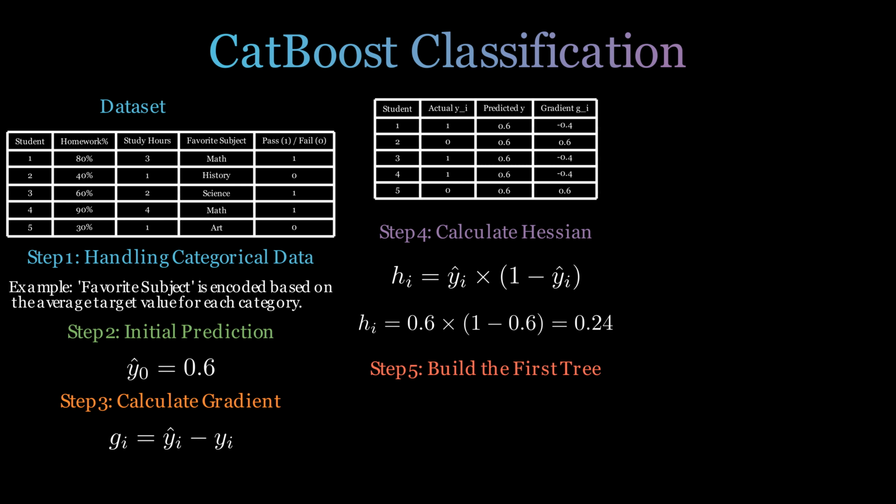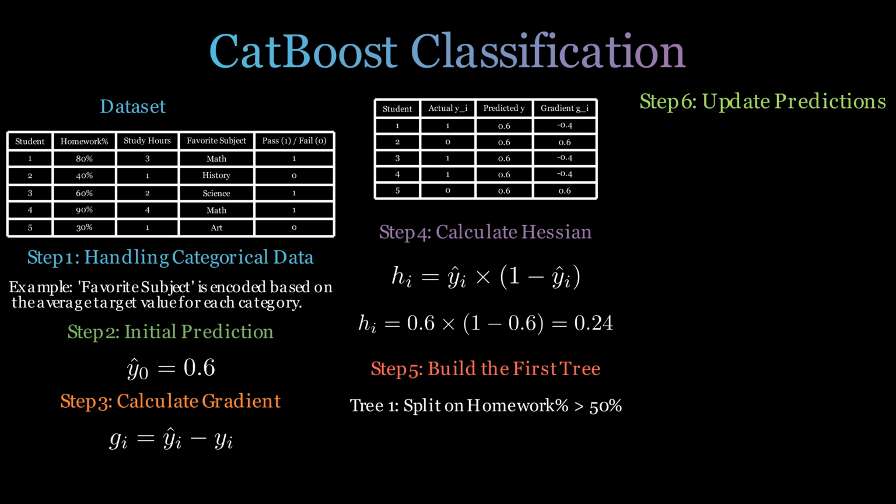Now, we build the first decision tree. The tree splits the data based on the features to reduce the error. CatBoost uses a symmetric tree structure, which helps in handling categorical features efficiently. After building the tree, we update our predictions by adding the tree's output to the initial prediction.